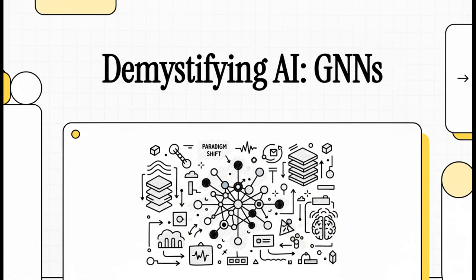Hey there. As someone who trains people on AI and machine learning, I get really excited when something truly new comes along and just changes the game. And today, we're going to talk about one of those game changers, graph neural networks.